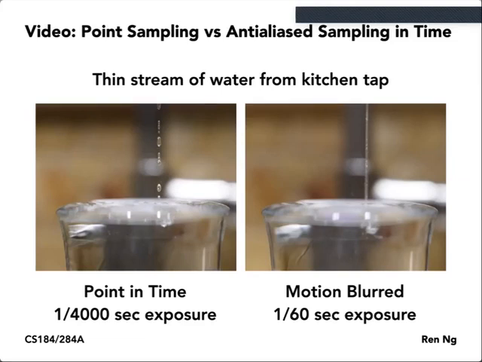Does that make sense? Now what I'm going to claim here is that on the left-hand side, we're doing point sampling. So we have these high frequencies, and we're sampling too slowly compared to this fast moving signal, this fast moving detail in this video. And on the right-hand side, what we're doing is filtering out that high frequency. We're blurring it out in time before we do the sampling. All the sampling is at 1/60th of a second.